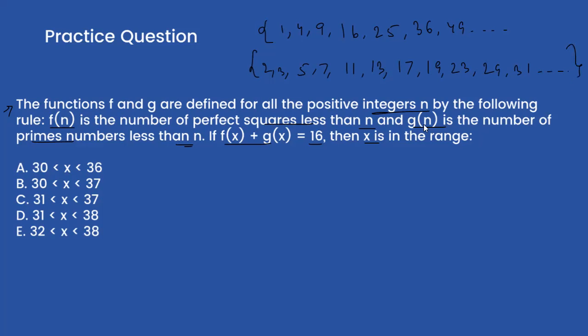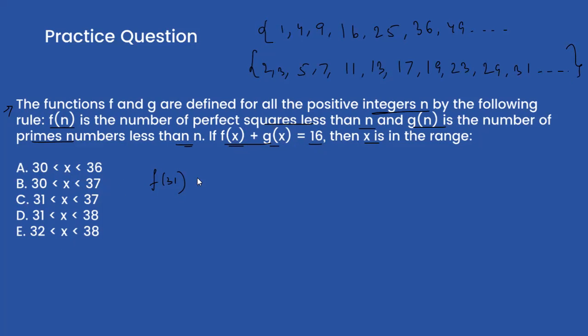Now, what could be the relationship between f(x) and g(x), given that their sum is equal to 16? If you just browse the options, the minimum value for x starts with 31. If you see option A, x is between 30 to 36. Let's understand what will be the function f when x is 31. The minimum value of x from these options comes out to be 31.